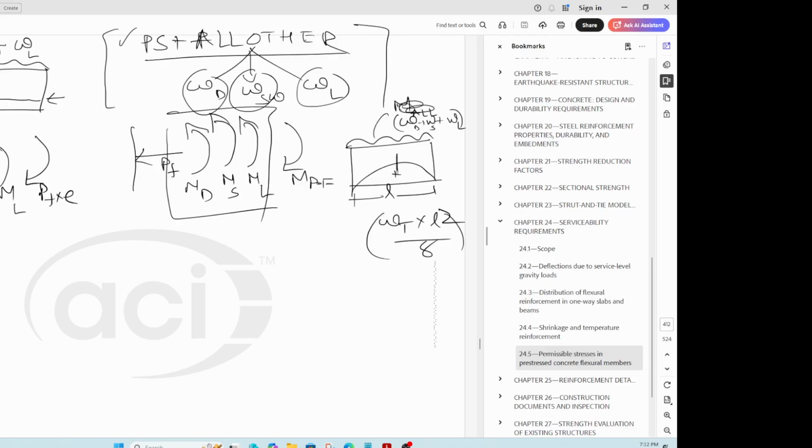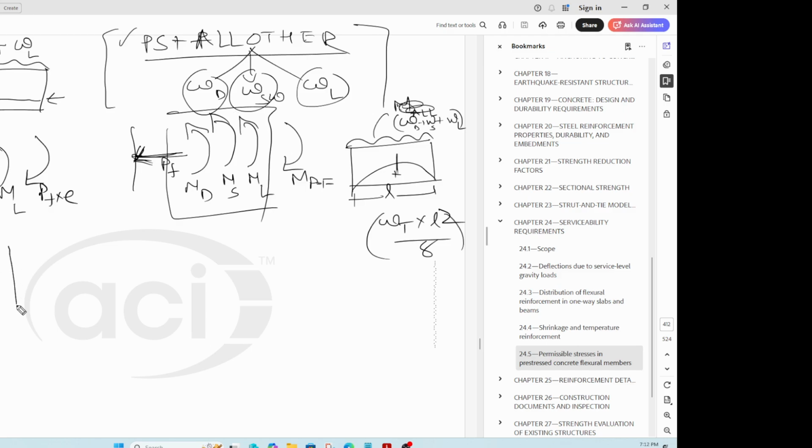So what you do to calculate the stresses, again you start with the basics. The PF is going to compress the section uniformly, because I'm assuming that the PF is acting at the centroid of the section. So this value is a compression. Even at the bottom fiber it is a compression, and the compression value is equal to PF by A gross, right? So to this you add the effect of MD, MS, ML all acting in the same direction.